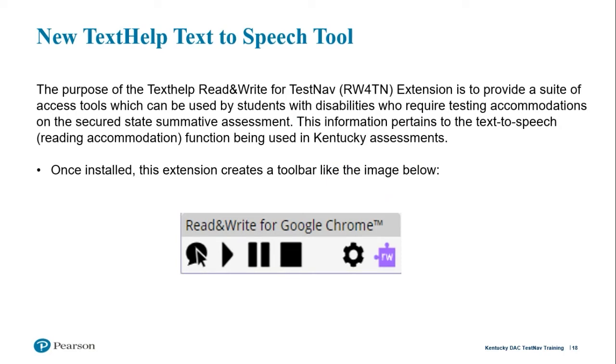New for this year is the TextHelp text-to-speech tool. So the TextHelp text-to-speech read and write for TestNav extension is to provide a suite of access tools which can be used by students with disabilities who require testing accommodation. This information pertains to the text-to-speech reading accommodation function being used in the Kentucky assessments. Once installed, the extension creates a toolbar like the image you see here.